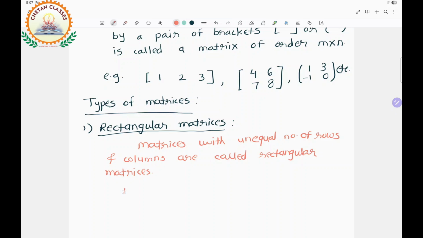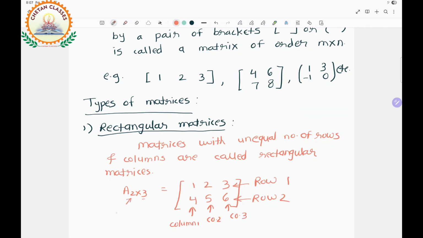For example, A of order 2 cross 3, that is, we have 2 rows and 3 columns. So 1, 2, 3, 4, 5, 6. In matrix, this is called row 1, this is row 2, this is column 1, this is column 2, and this is column 3. So 2 rows and 3 columns. So first this number indicates number of rows and second number indicates number of columns.